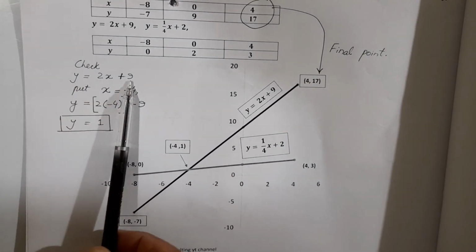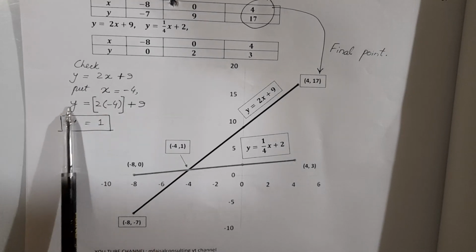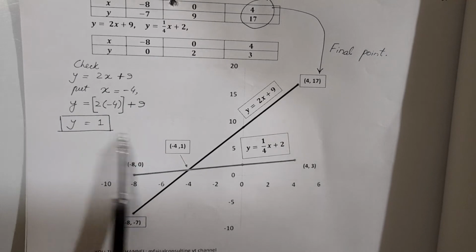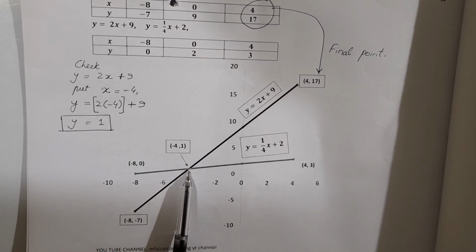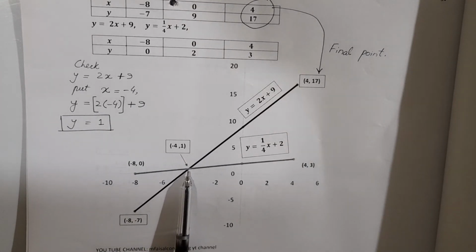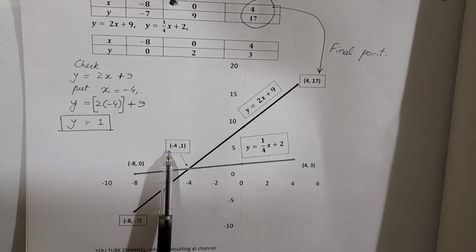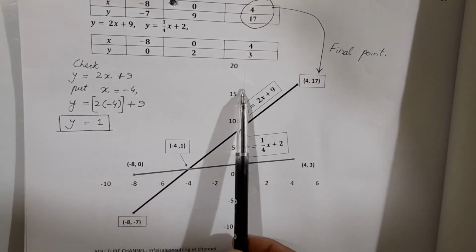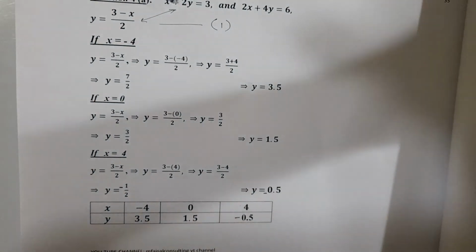y is equal to 2x plus 9. Put x is equal to minus 4. 2 into minus 4 is minus 8. Minus 8 plus 9, y is equal to 1. At this point, both these lines coincide. So it is minus 4 and 1. Minus 4 on x-axis and 1 on y-axis. So moving on to question number 4a.